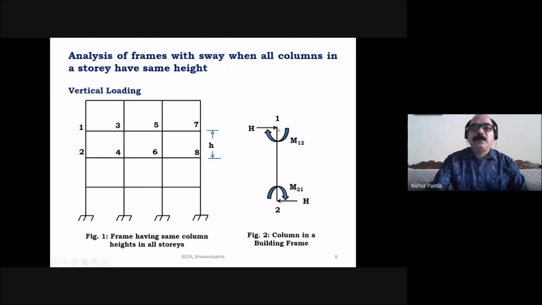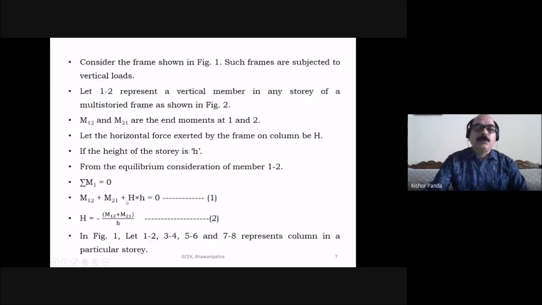When we are taking the moment about 1, this is a clockwise moment, and this is also a clockwise moment, and due to this horizontal force, this is also rotating clockwise. The summation of M1 is equal to 0, that is M12 plus M21 plus capital H into small h is equal to 0. M12 plus M21 plus capital H, the horizontal force, into the distance between them, small h, is equal to 0. This is equation 1. From this equation, the horizontal force H is equal to minus (M12 plus M21) divided by small h.